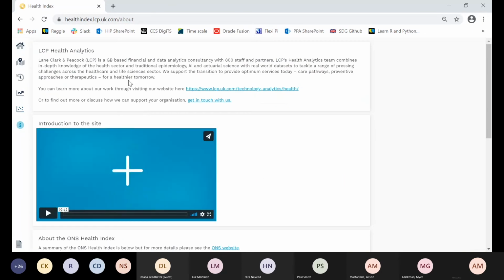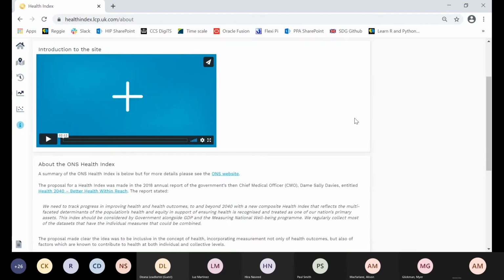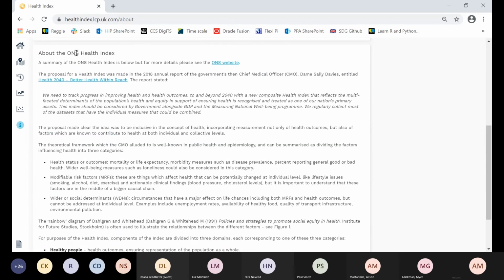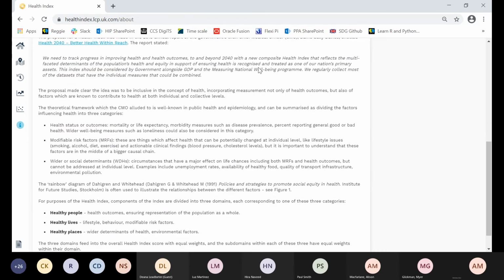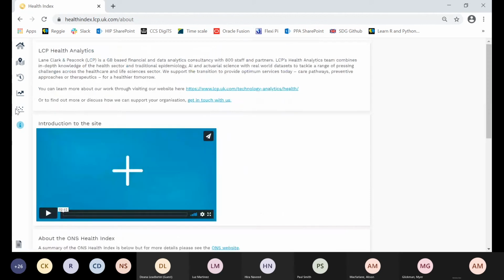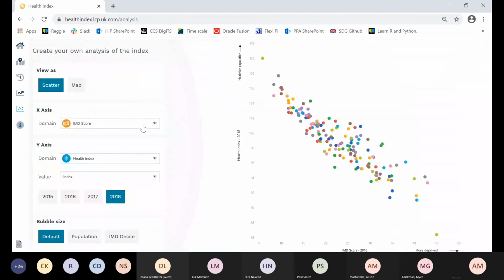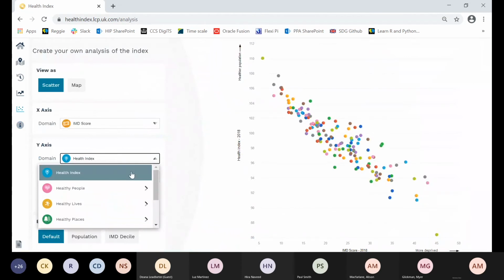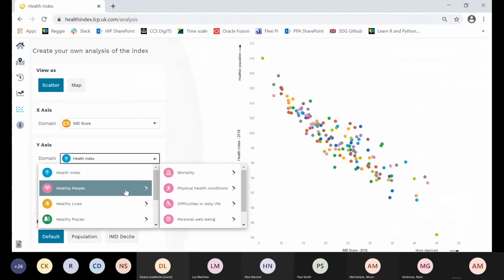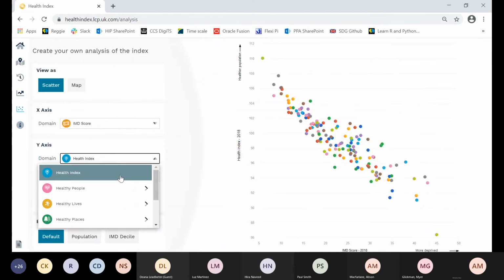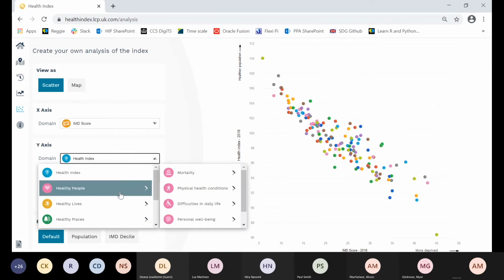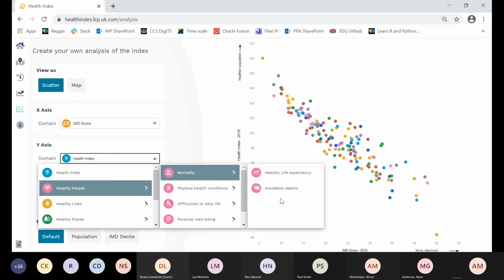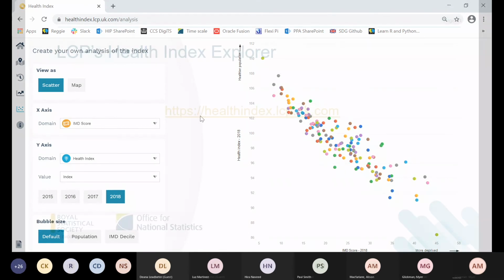There's also information here about the index as a whole. The first time you load up the website, there's an introductory video explaining all the different things you can do with it. And there's information which signposts you to ONS's published materials on the index as well. So there's an awful lot here, lots of exciting things to compare and contrast within all levels of the index. So you can map the high level index score itself, or any of the domain scores, or the subdomains, or any indicator as you so wish.